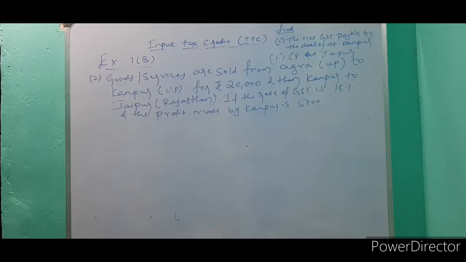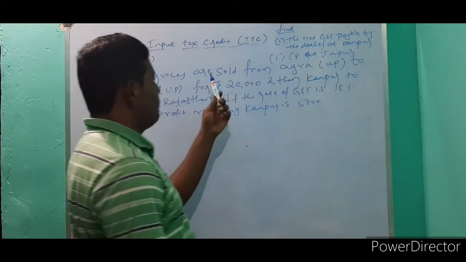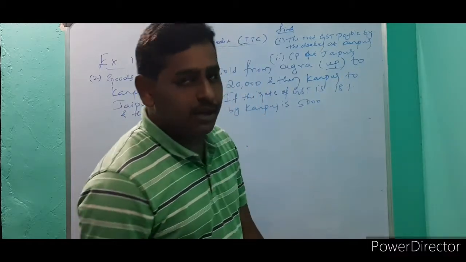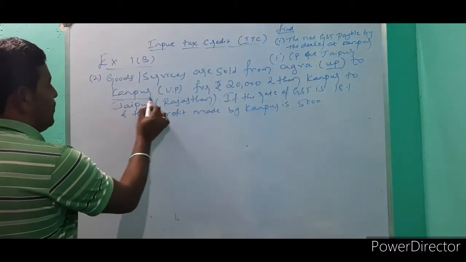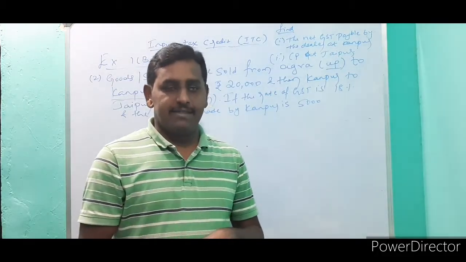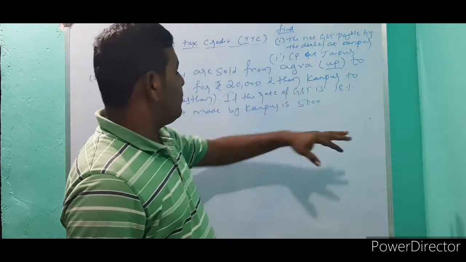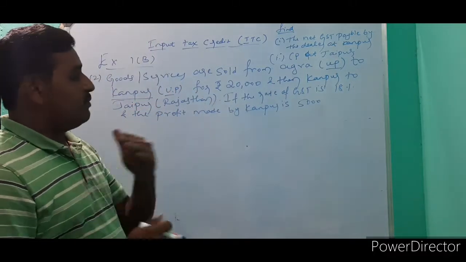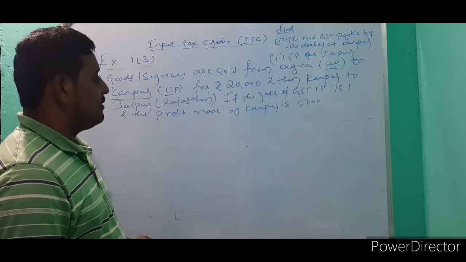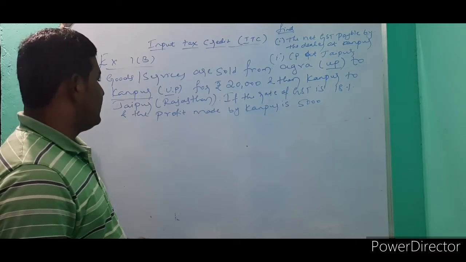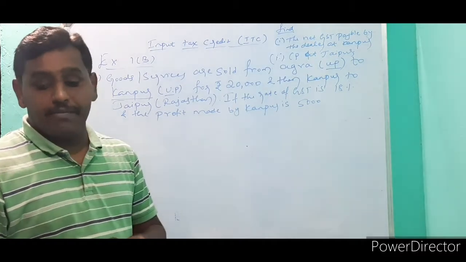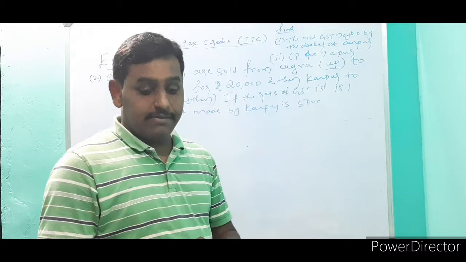Next problem. Goods and services are sold from Agra, which is in UP, Uttar Pradesh, to Kanpur, which is also in UP. That means an intrastate transaction. Then Kanpur to Jaipur is an interstate transaction, Jaipur being in Rajasthan. The rate of GST is 18%, and the profit made by Jaipur is 5,000.